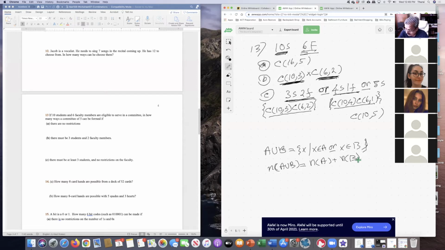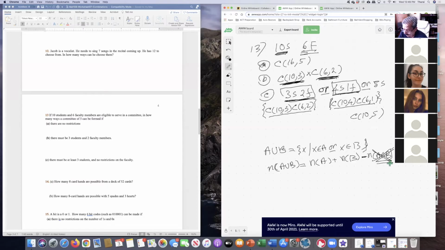Minus A intersection B. Right, very good. Count of A intersection B. This is the formula we learned for count of sets. Here we have the union of 2 sets, and the intersection part is empty. They are mutually exclusive because these are all 3 student, 2 faculty committees, and these are all 4 student, 2 faculty, 4 student, 1 faculty committees. There is nothing common. No committee is shared by those 2. So this part is 0.